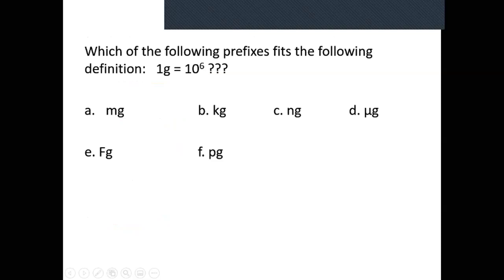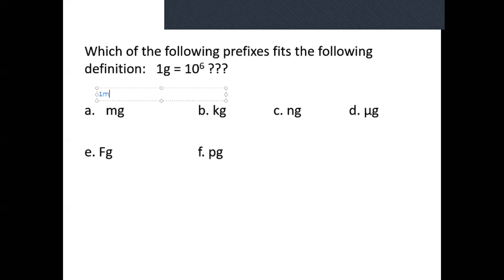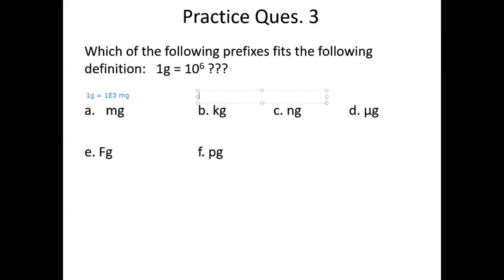Let's just see who's remembered from the previous slides. We will know what prefix is 1 gram equal to 10 to the 6th power. So we know that 1 gram is 1 e to the 3rd milligrams. So there's 1,000 milligrams in a gram. 1 kilogram is 1,000 grams. Nano means 9, so 1 gram is 1 e to the 9th nanograms.